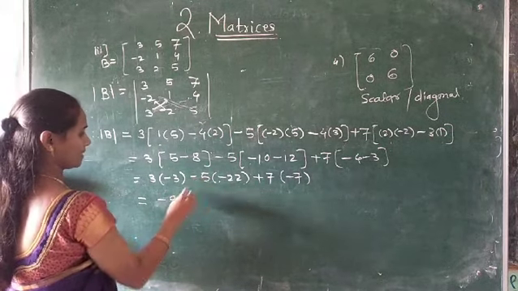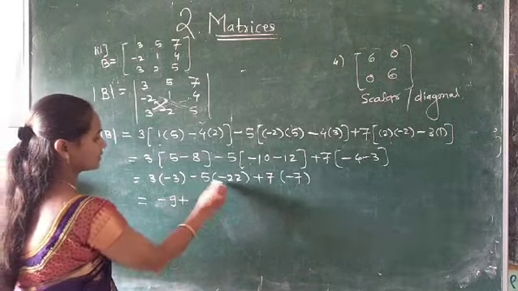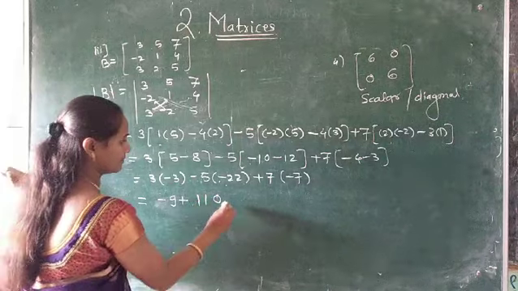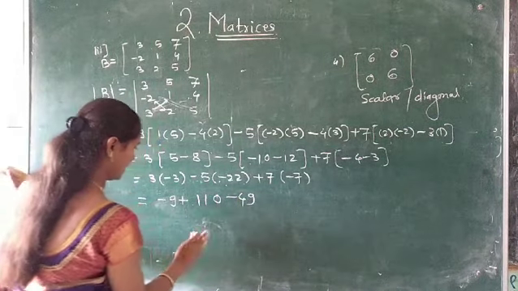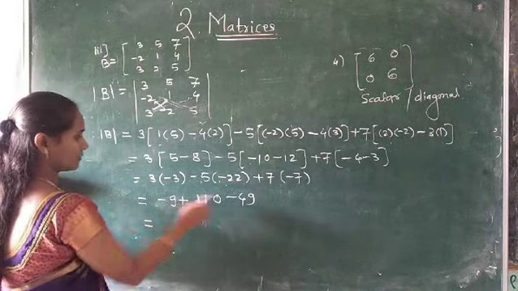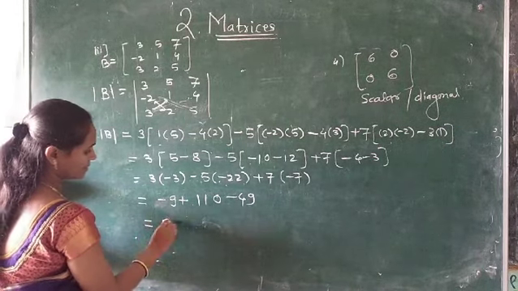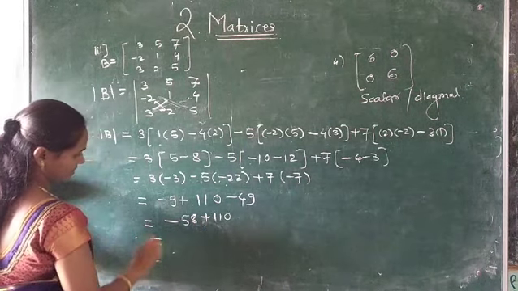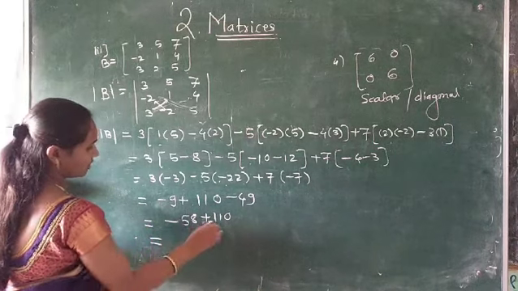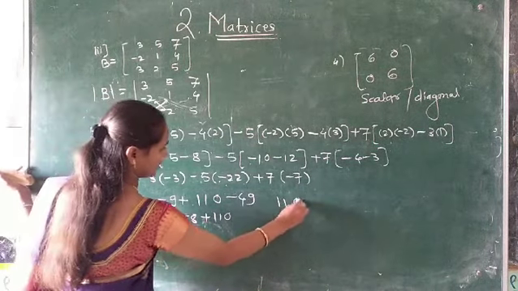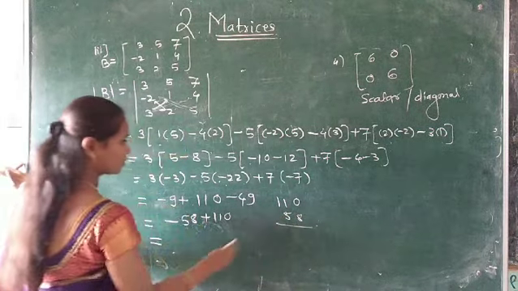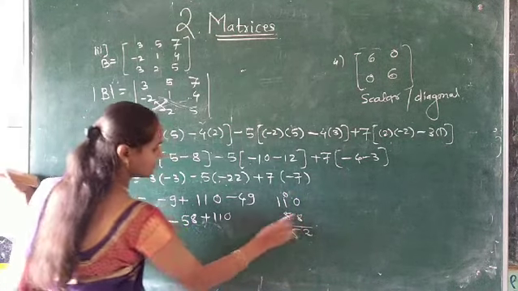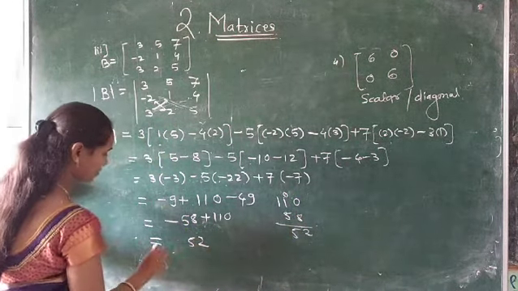And 22, minus minus plus 22, and 5 2s are 10. Carry 1. Again 5 2s are 10 and this 1, so 10 plus 1, that is 11, plus minus 49. So minus 49 and this minus 9, so it becomes minus 58 and plus 110. So this subtraction is 110 minus 58. 10 minus 8 is 2. Here 0 and 0 minus 5, that is 10 minus 5, 5. So the answer is 52.